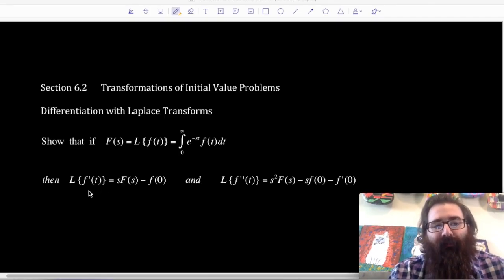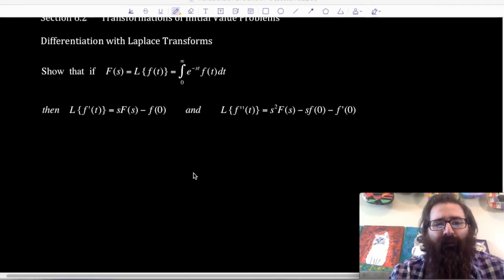that the Laplace transform applied on f prime at t is equal to s times big F at s minus little f at 0, and the Laplace transformation applied on f double prime at t gives us s squared times capital F at s minus s times little f at 0 minus f prime at 0. Now let's see if we can show this.